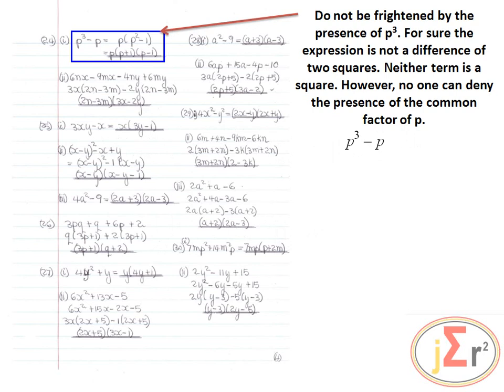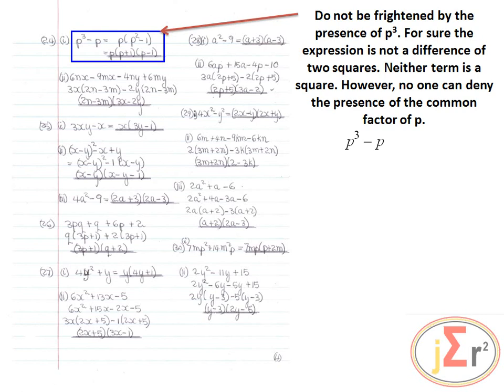Do not be frightened by the presence of p cubed. For sure, the expression is not a difference of two squares. Neither term is a square. However, no one can deny the presence of the common factor of p. So, we cannot deny that p is present in both terms.